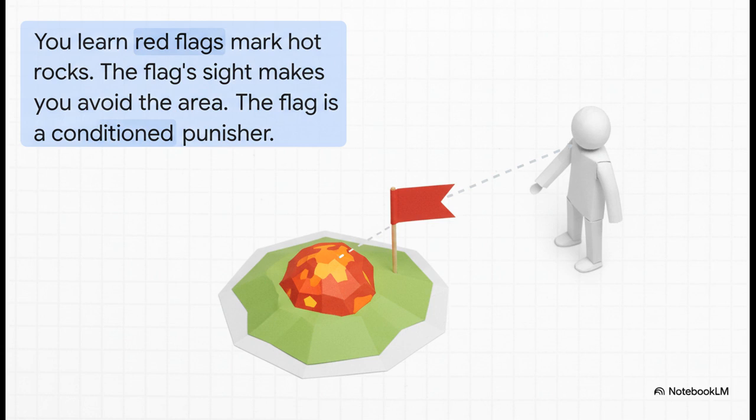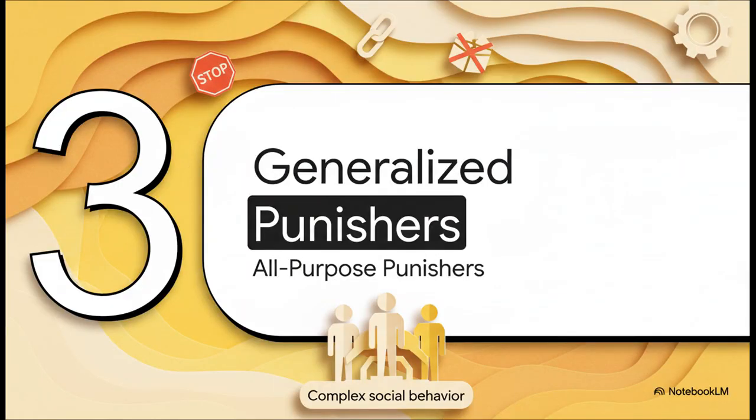The flag has become a conditioned punisher. This brings us to our third and you could say most versatile type, the generalized conditioned punisher. This is where the concept really expands to explain a lot of complex social behaviors.